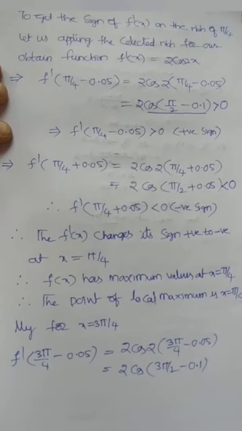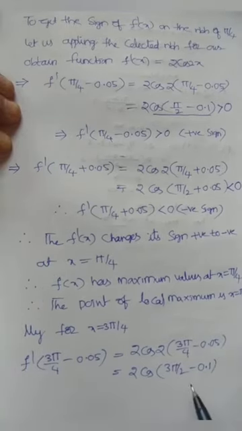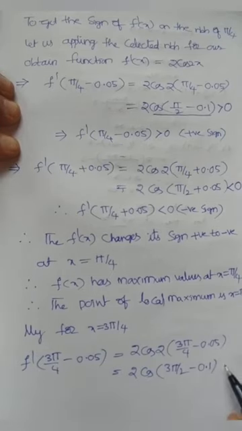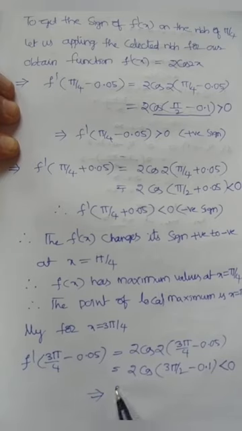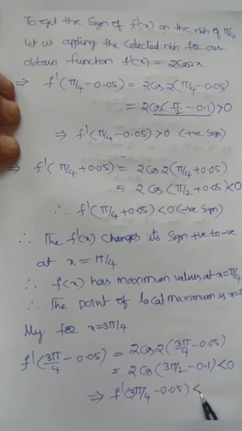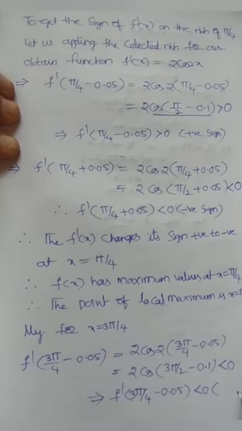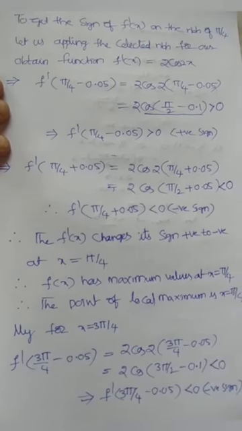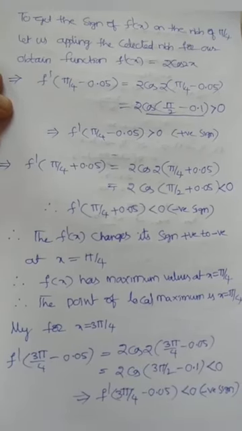I will directly mention it here, and after the solution I will explain it by the graph also. We need the cos graph for that; let us check at that time. So it is less than 0. Here it implies f dash of 3 pi by 4 minus 0.05 is less than 0, which means it is with a negative sign. Are you following?